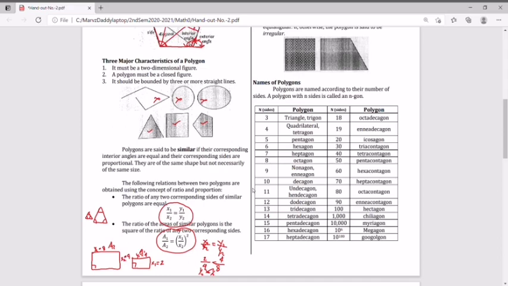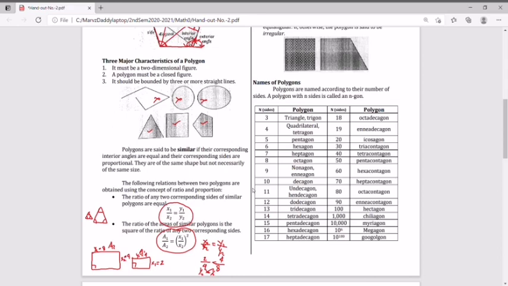Next relation. The ratio of the areas of similar polygons is the square of the ratio of any two corresponding sides. So let us try to check this one.